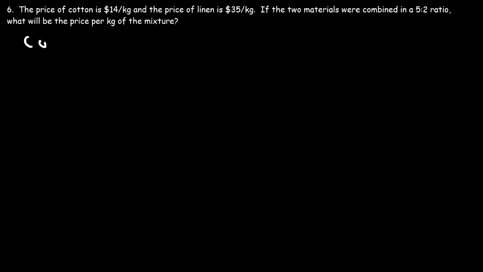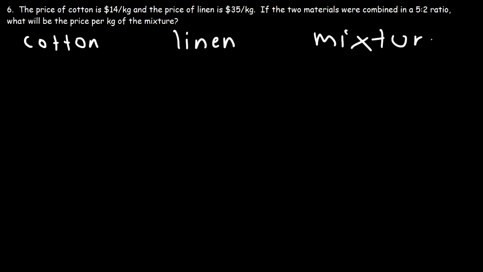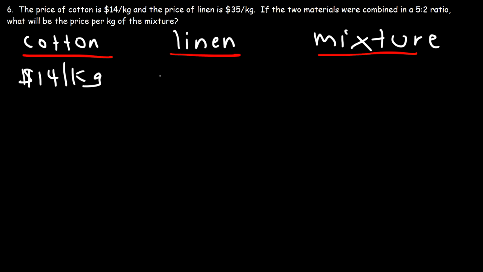So let's write down the information that we know. The first material is cotton, the second is linen, and here we have the combined mixture. Now we're given the price of cotton, which is $14 per kilogram, and the price of linen is $35 per kilogram. Our goal is to calculate the price per kilogram of the mixture, so we can call that X. That's what we're looking for.